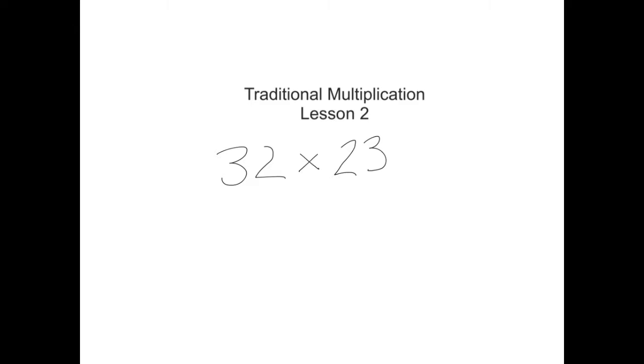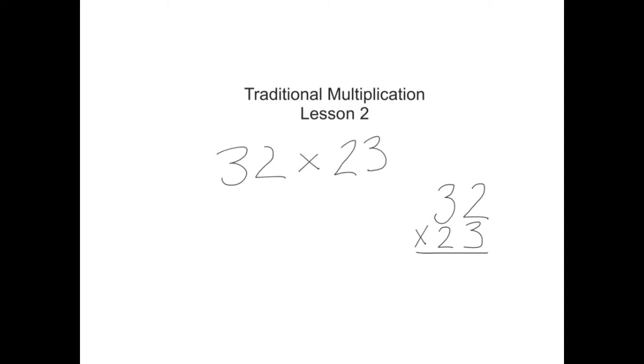So my first step is always write the larger number on top multiplied by the smaller number on the bottom. Again, we are still ensuring that our place values are lined up and written neatly. My first step is exactly the same.